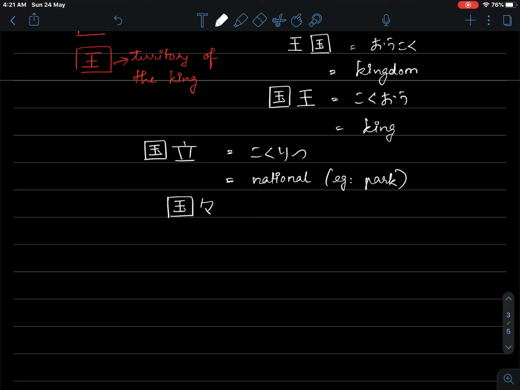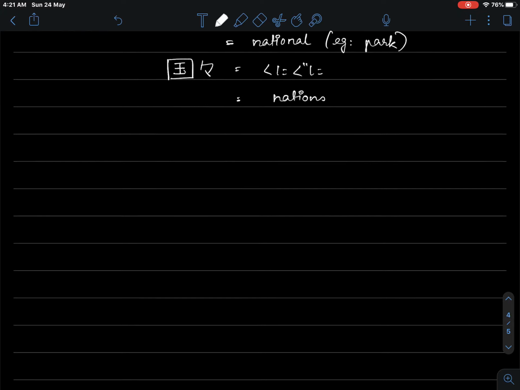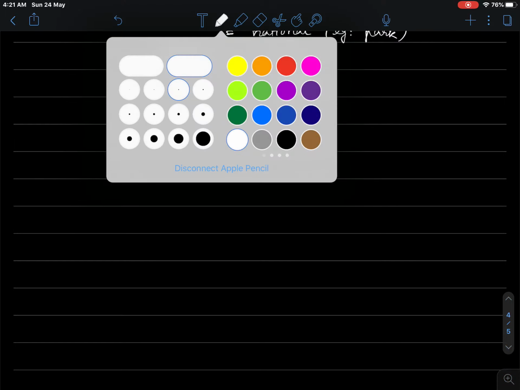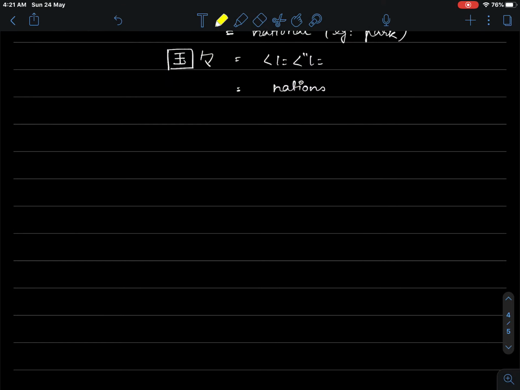This is the repeat mark, and this will be read as kuniguni. So you can think of it as this country kanji coming once again. So it's like one country, another country. So what could it mean? It means countries or nations. Okay.